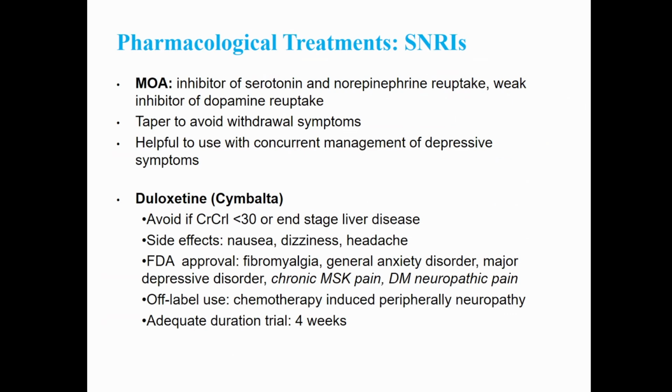The first one we will talk about is duloxetine, or Cymbalta. A note for duloxetine: you want to avoid it if someone has a creatinine clearance of less than 30 or if they have end-stage liver disease. The most common side effects of duloxetine are nausea, dizziness, and headache. The FDA approval for duloxetine is for fibromyalgia, anxiety, depression, chronic MSK pain, and diabetic neuropathic pain. Off-label use can be for chemotherapy-induced peripheral neuropathy. You need to give it about 4 weeks to start taking effect.